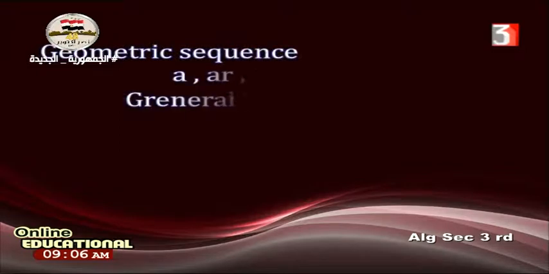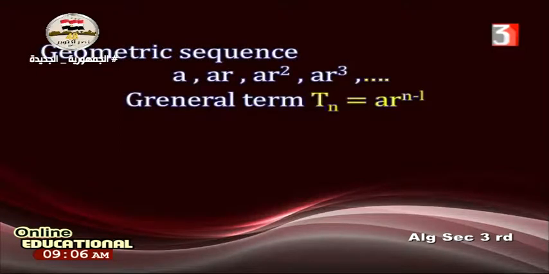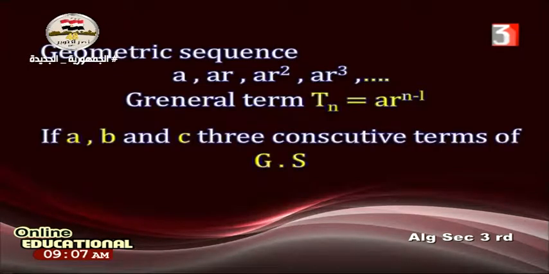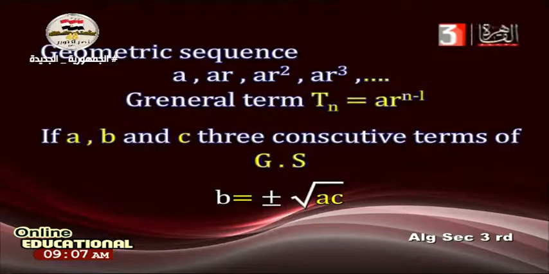Geometric sequence. Its form A, AR, AR square, AR power 3. General term, its symbol Tn equals A R power n minus 1. If we have A, B, and C three consecutive terms of geometric sequence, then geometric mean, its symbol B, equals positive or negative square root AC. Someone says B squared equals A C. This is right. Or B equals positive or negative square root AC.